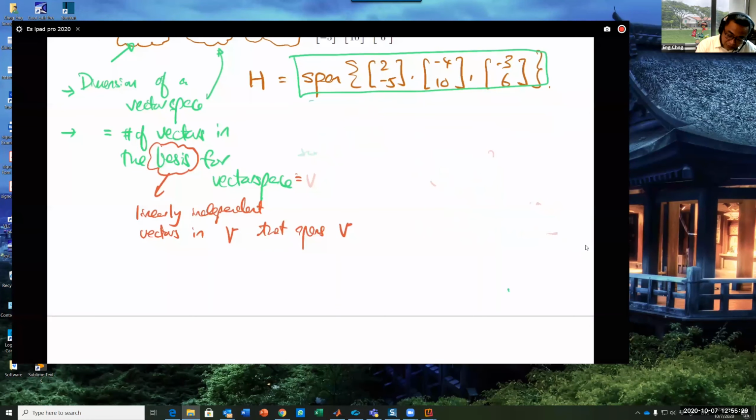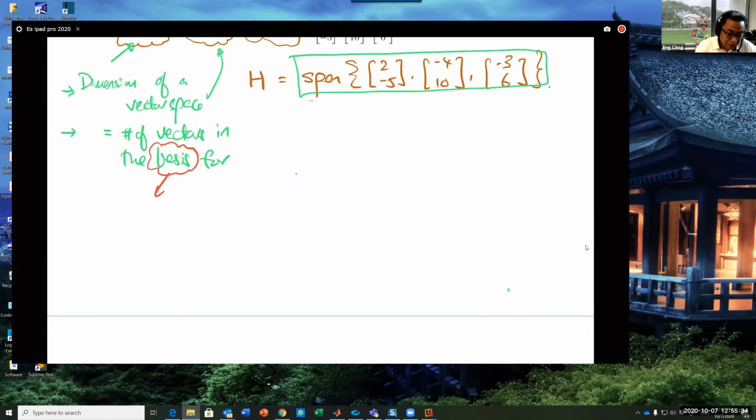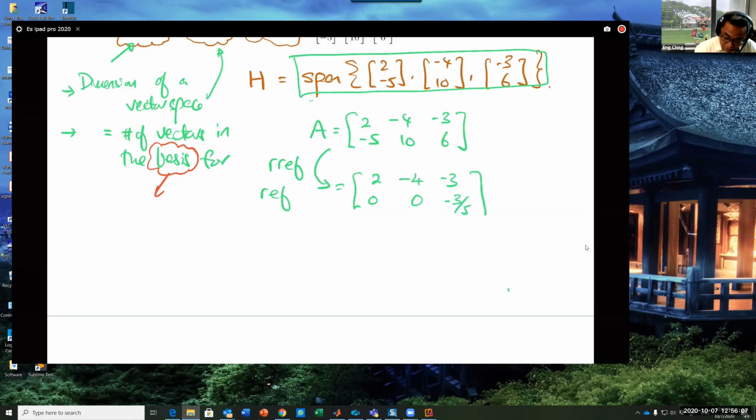And always to figure something out, we use this Gaussian elimination. So we let A equal to 2, -5, -4, 10, -3, 6. And we keep them as the columns. And then we perform reduced row echelon form, whichever is easier. And then I get this. And then I count the number of pivots.